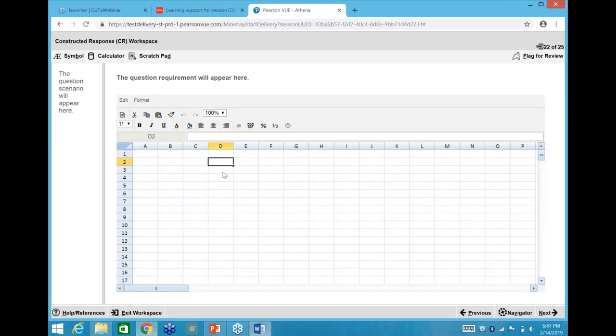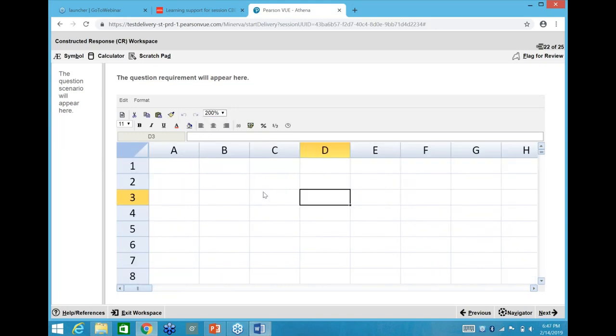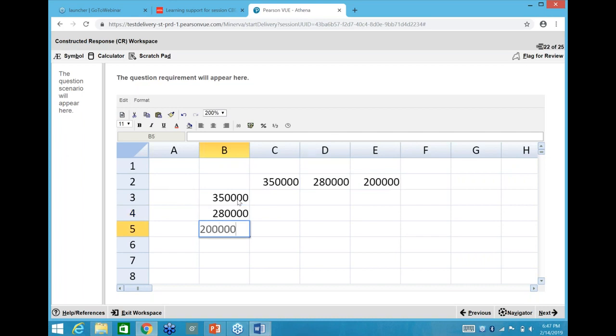So 350. I'll make it a little bigger. That's okay. 350, 280, and then 200. 350, 280, 200. So there's supply, there's demand. Right.